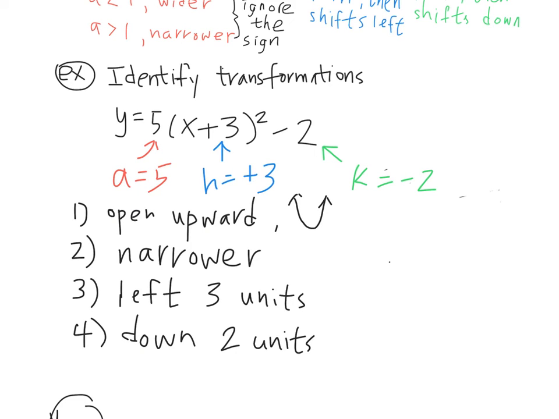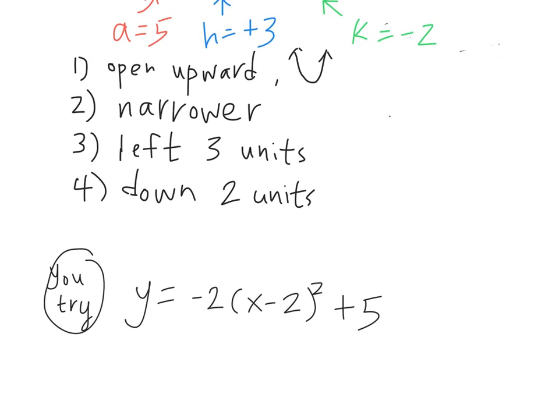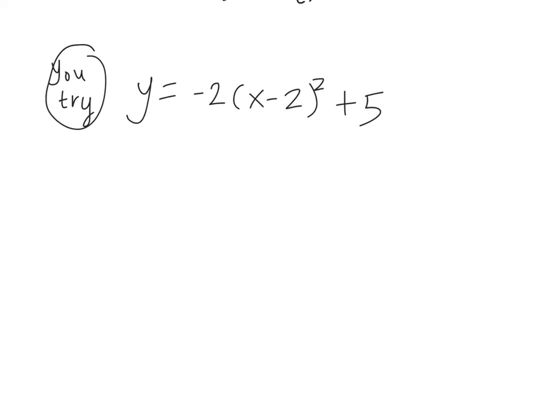So comparing to the parent function, it will open upward. It will be narrower than y equals x squared. It will shift to the left by 3 and shift down by 2 units. Now let's have you try. Pause the video and try to identify all of the transformations.